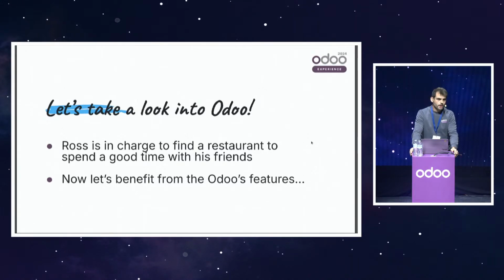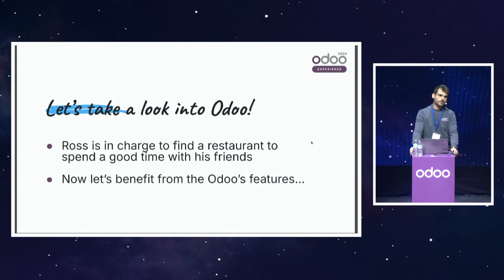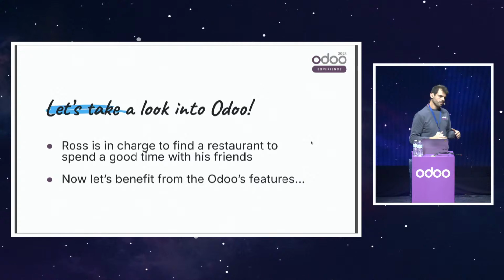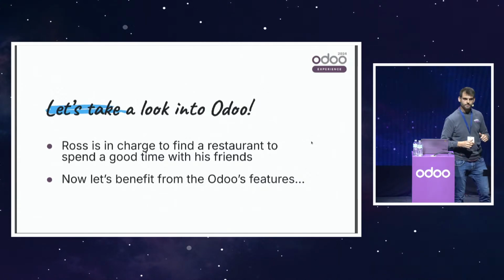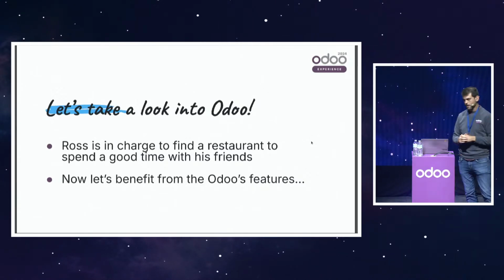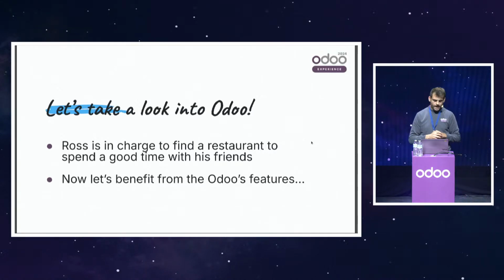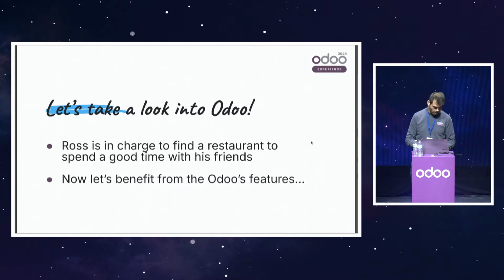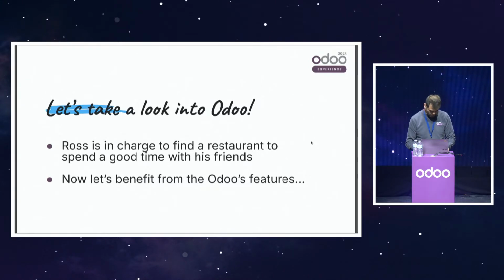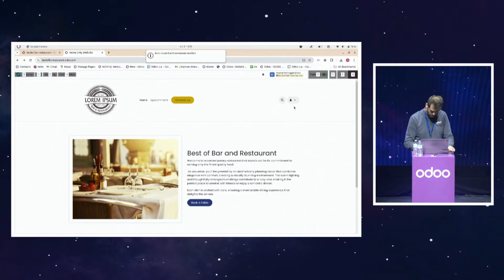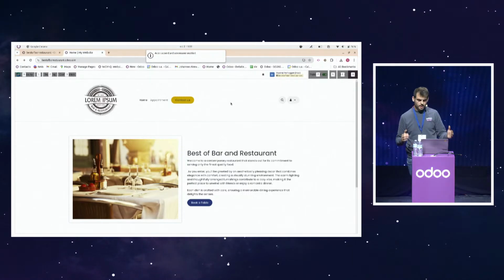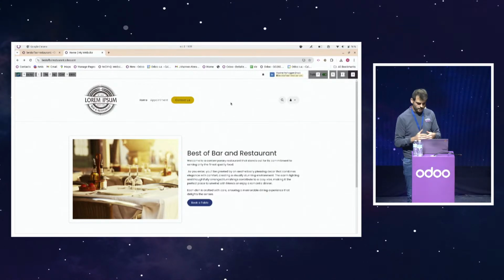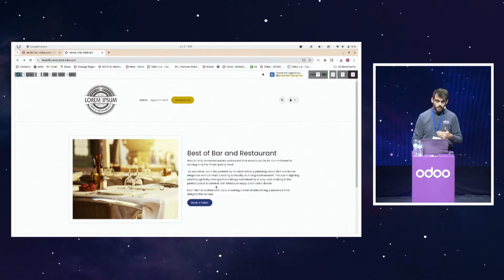Russ is in charge of finding a restaurant to spend a good time with his friends. So he googled a bit on the internet, looking for a restaurant in a specific area, good quality food, trendy, nice atmosphere, and he jumped on this website, Best of Bar Restaurant. So now let's jump into Odoo. And as you can see, you arrive on the restaurant website page where you have the possibility to directly book a table.